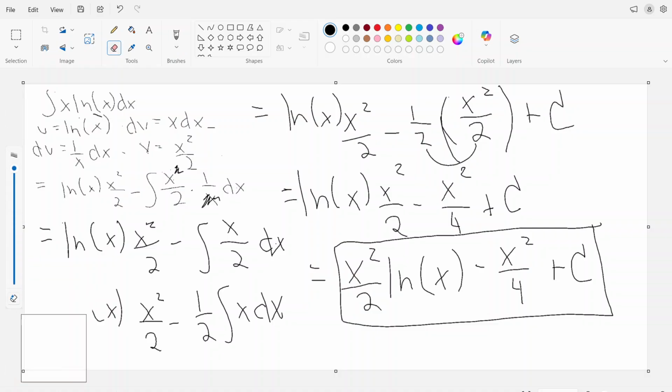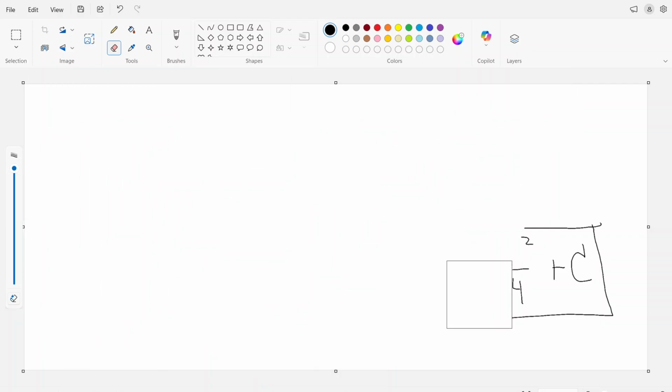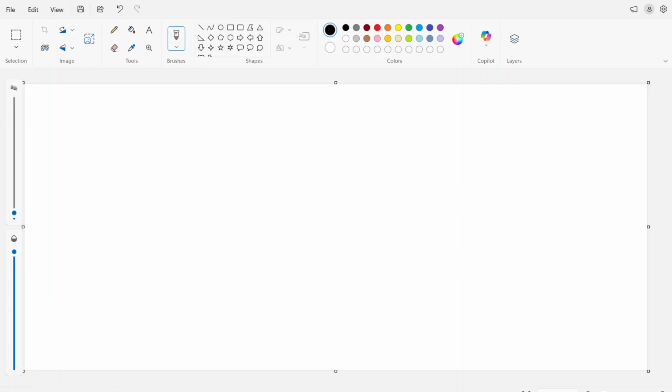Okay. Now we're going to move on to exam problem number 3. This will probably be the last for this video. So find the integral of x cubed times e to the x dx.